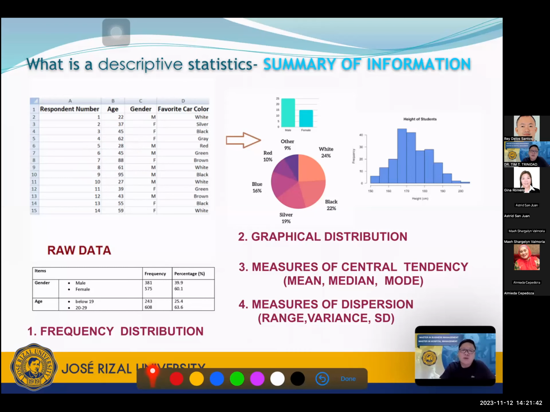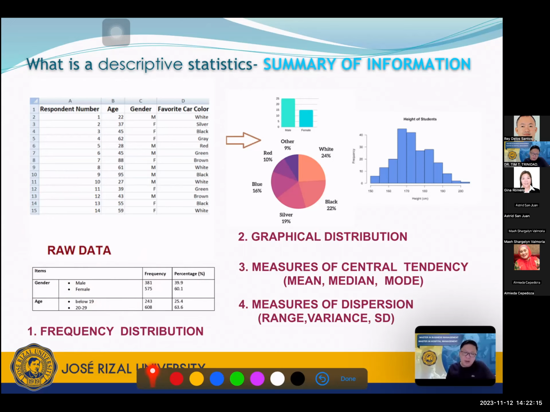Okay, so when we say descriptive statistics, we just want the summary of information. So you will summarize information in terms of talking about the frequency distribution. So you rearrange this one maybe from highest to lowest. You make groups, no? So this will be an example of your frequency distribution. So according to age and gender, so nilagay mo doon male, ilan ba male, ilan ang female. So you're making a frequency distribution. This is one way of describing your data.